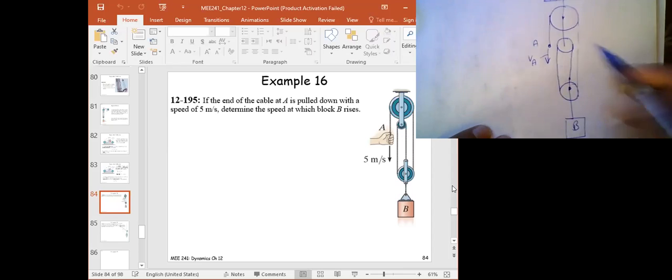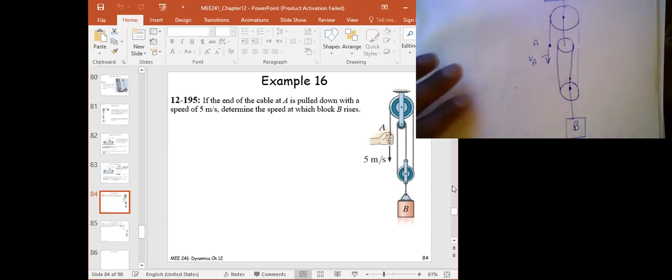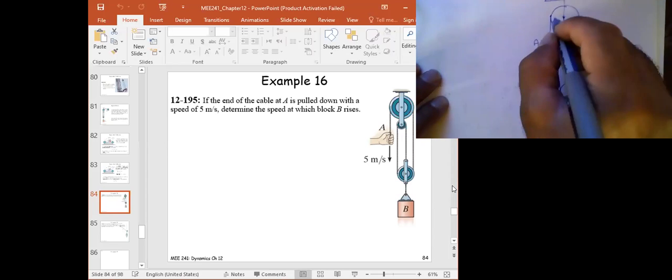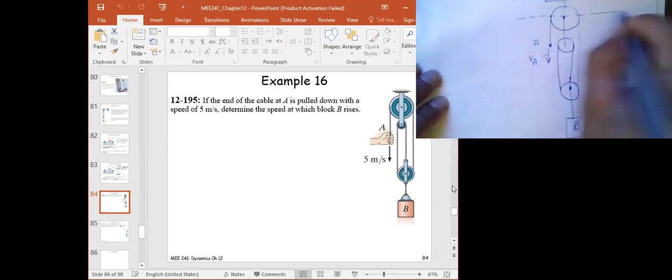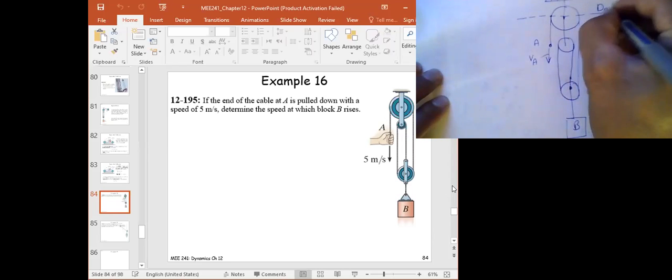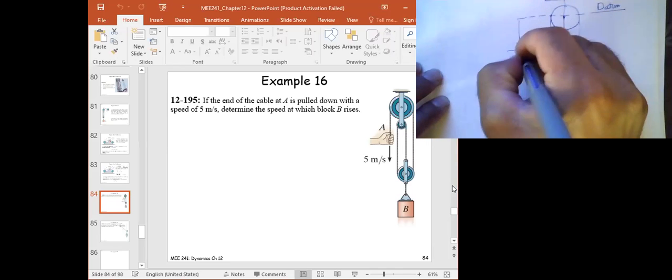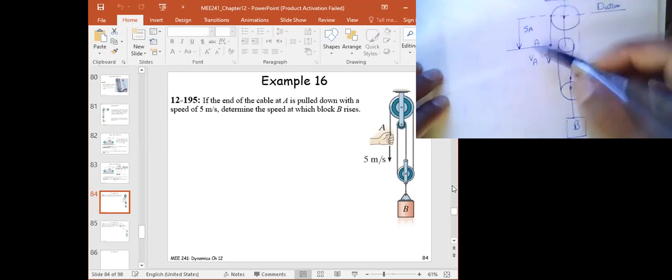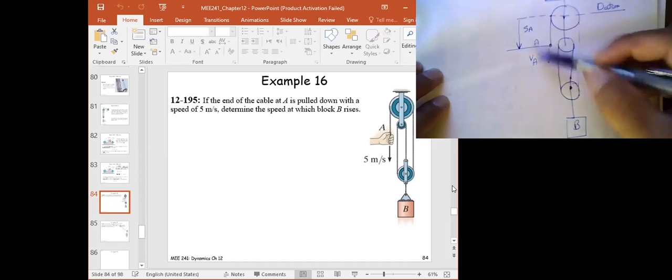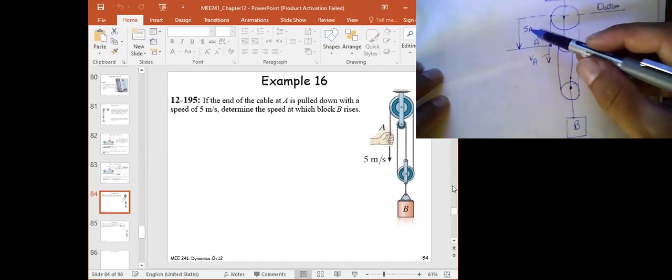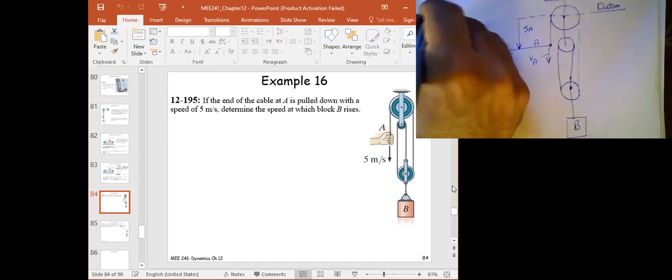It's constant. But how can I define the length of the rope based on frames and datums, right? So I want to be able to establish the length of the rope. Okay, so I suggest maybe we can use this guy as our datum. So this distance from here to here is going to be SA, right? If this point increases, then if VA is positive, it means that SA is positive. So let's actually try to write L is going to be equal to SA.